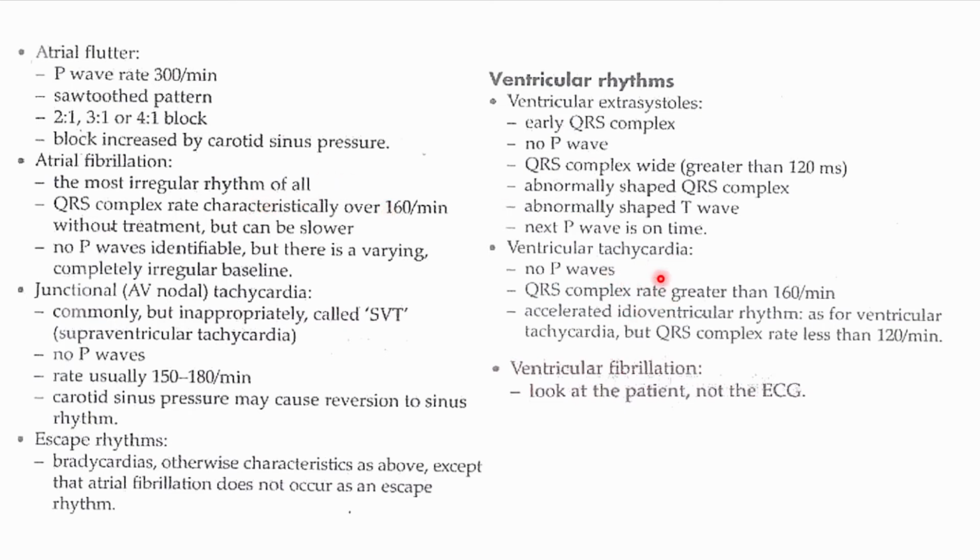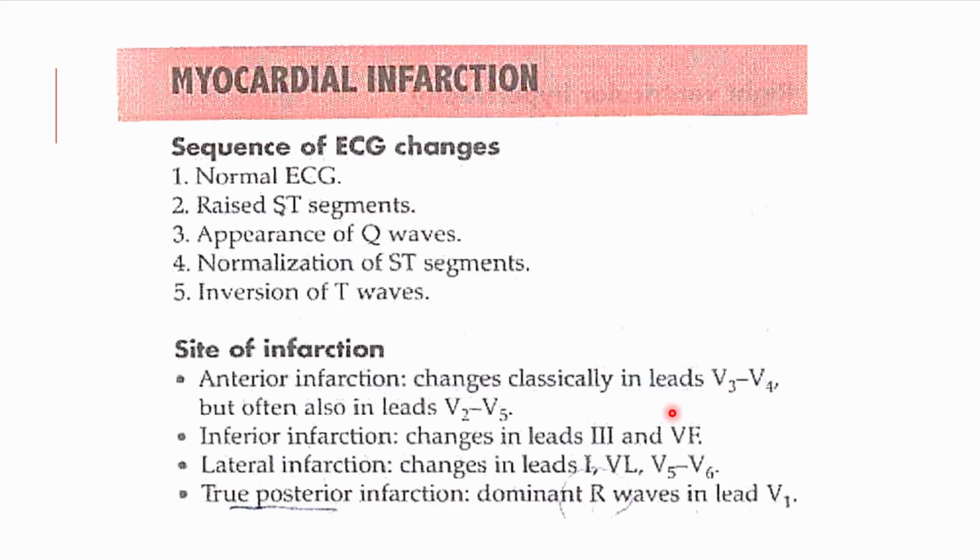And then with ventricular tachycardia, there are no P waves, and the QRS complex is also broad. The rate is greater than 160 beats per minute, and you could also have accelerated idioventricular rhythms, as for ventricular tachycardia, but the rate is less than 120 beats per minute. Then you may sometimes have ventricular fibrillation, so please look at the patient, not the ECG. This is very easy to diagnose.